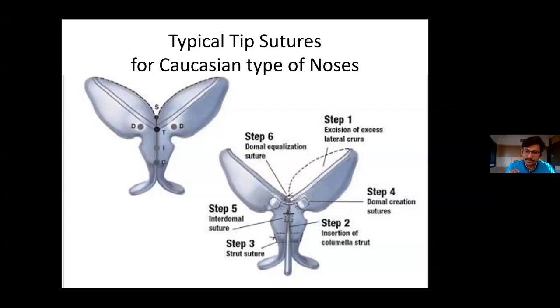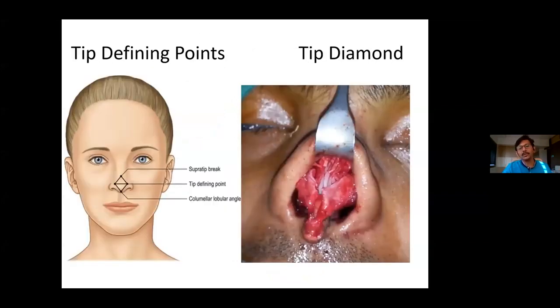Then comes the domal creation suture or a transdomal suture. Then comes the fixing of the columella strut. Then comes the domal equalization suture and an interdomal suture. So let's see all the sutures one by one. At the end of these sutures, you should get a tip diamond. This is a very peculiar tip diamond, as you can see here, created by means of tip sutures only.